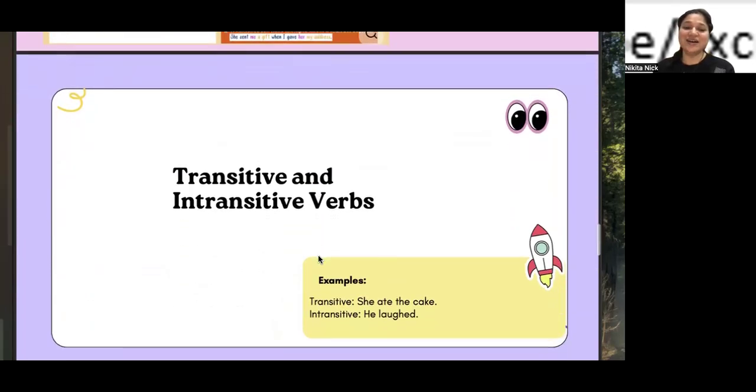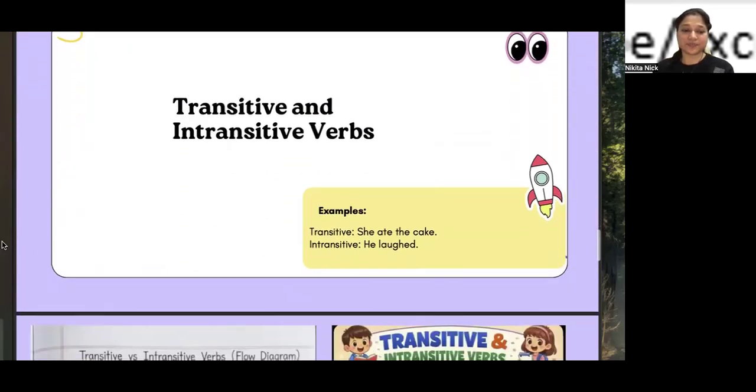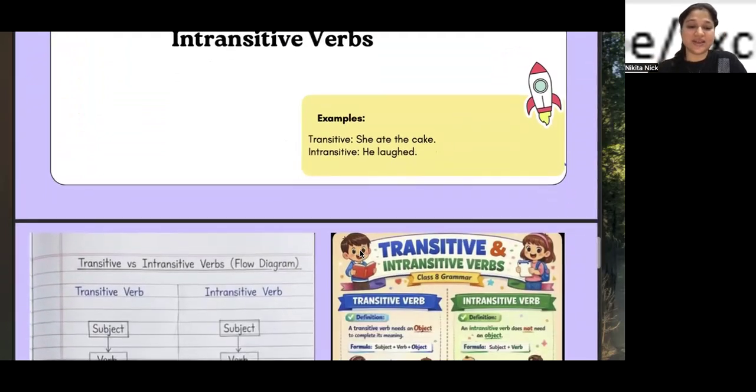All right, very nice. Transitive and intransitive. Transitive contains an object. She ate the cake. The cake is the object and ate is the verb. Intransitive: he laughed. He laughed at whom? You don't have an answer. That means transitive needs an object and intransitive does not need an object.